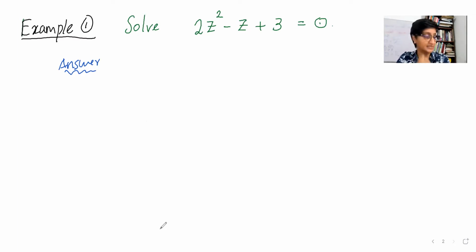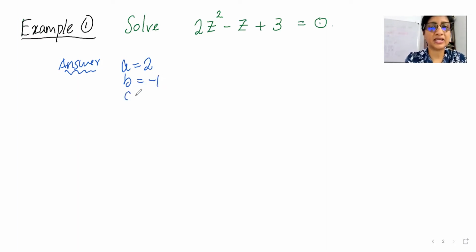Does it factorize? If it factorizes, then the solutions will be real. Can you factorize this? No, you can't, not really. So that means we will use the formula. A is 2, B is -1, C is 3.